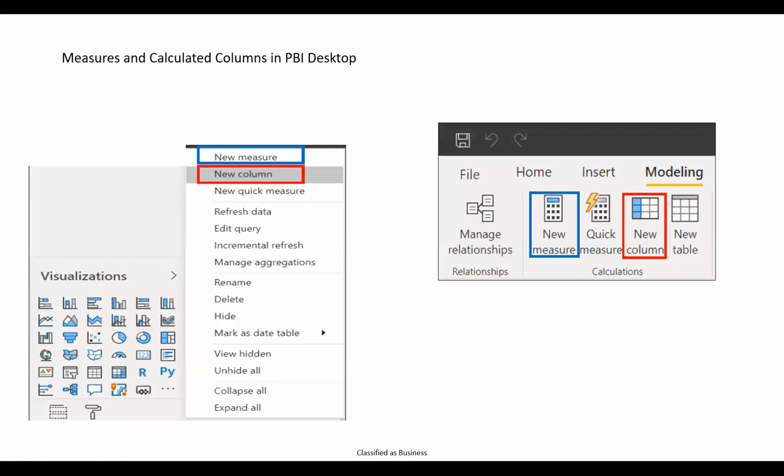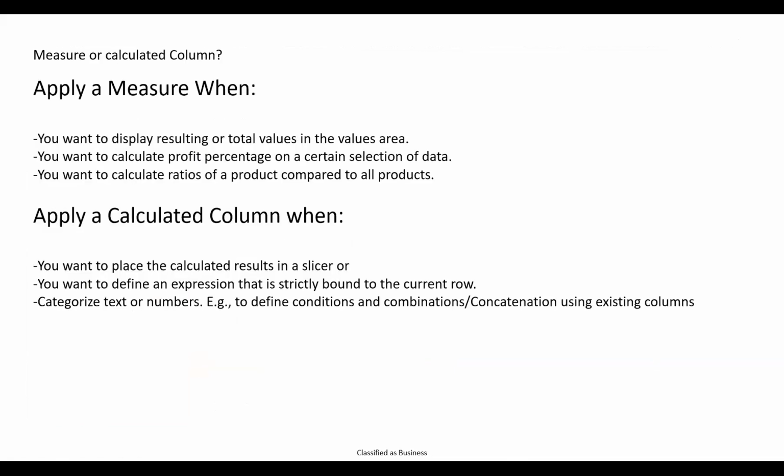We know the icons. See here, for a new column, the icon is a table with some extension in blue color. And for the new measure or calculated measure, the icon is a calculator symbol. I hope I shared this yesterday. So simple at a glance. For categorical data and numbers, if it is a calculated column, we can use it for the concatenation approach. And for a measure, in which scenarios are we going to use it? If you want to display results like total values, or if you are trying to calculate percentages or some ratios, then we can use a measure. Simple.